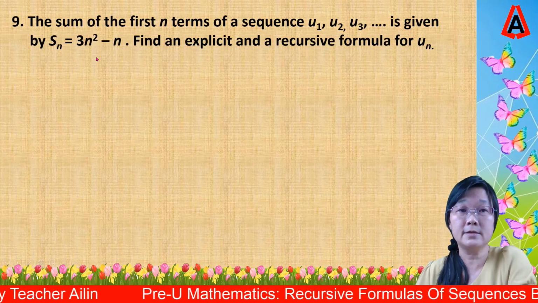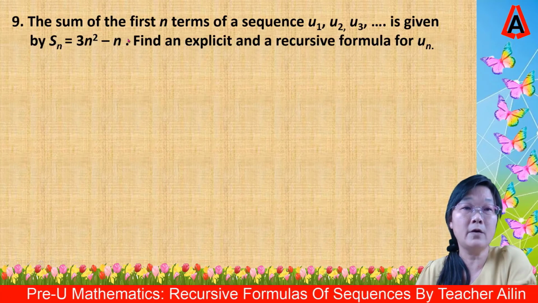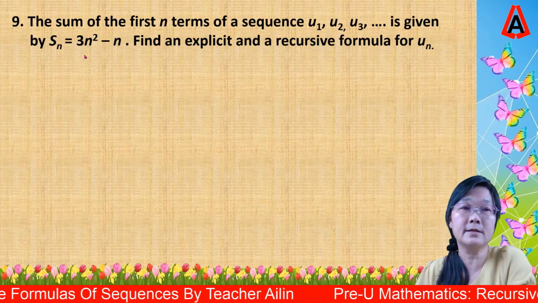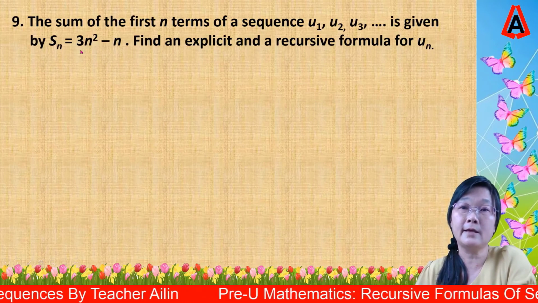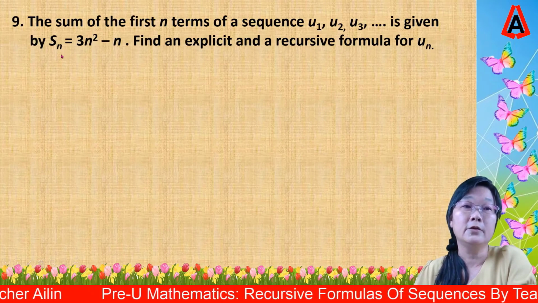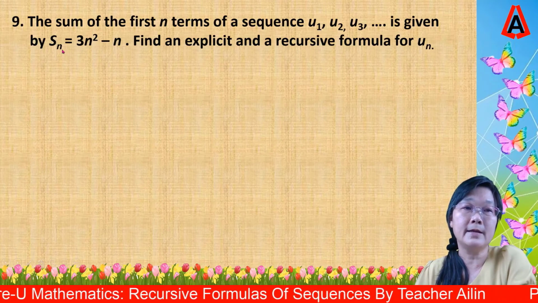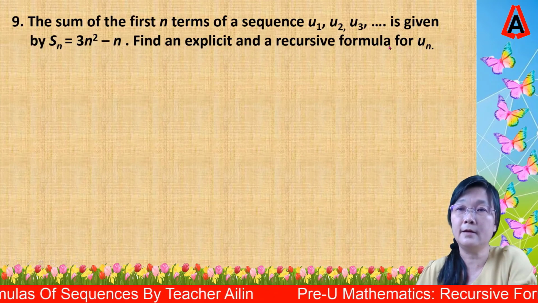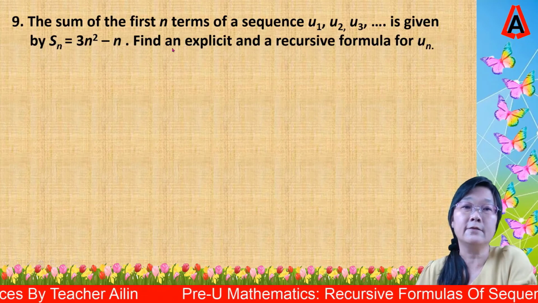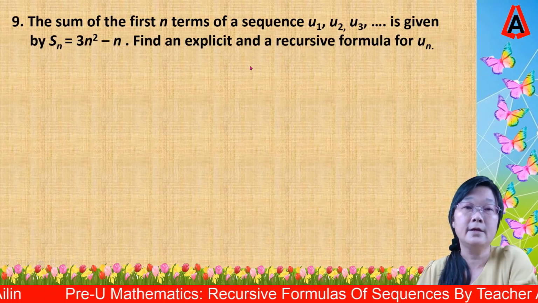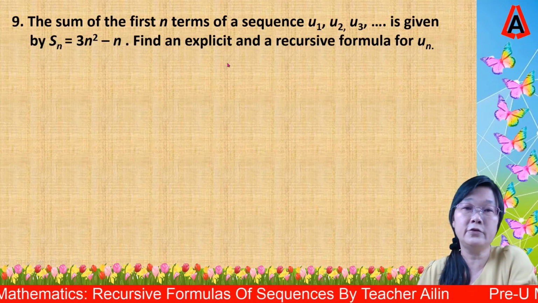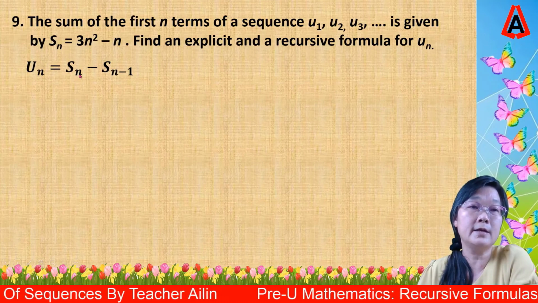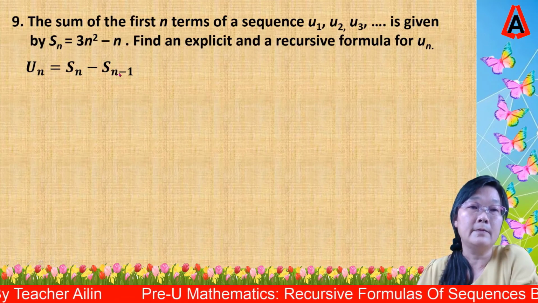So for this question, you are given the sum of first n terms. Compared with example number 8 and example number 7, where you are given the explicit formula, now you are given the sum of first n terms, S_n. This question asks for an explicit formula and a recursive formula for u_n. So first we go to the explicit formula. To find the explicit formula for u_n, you can use this formula: u_n is equal to S_n minus S_(n-1).